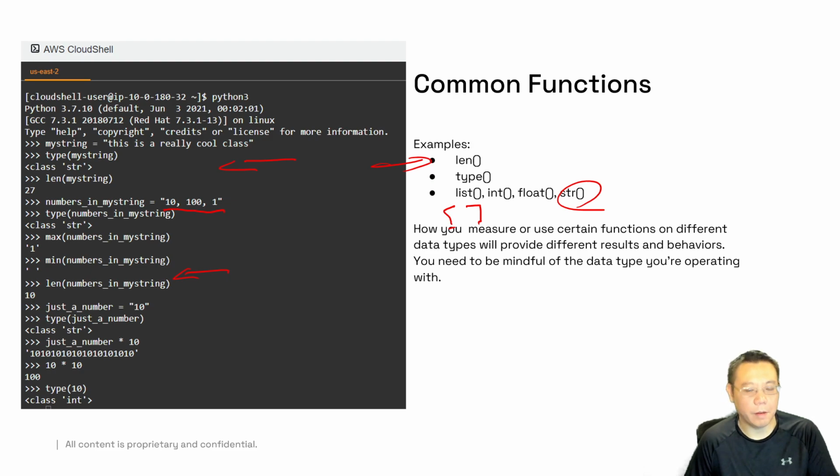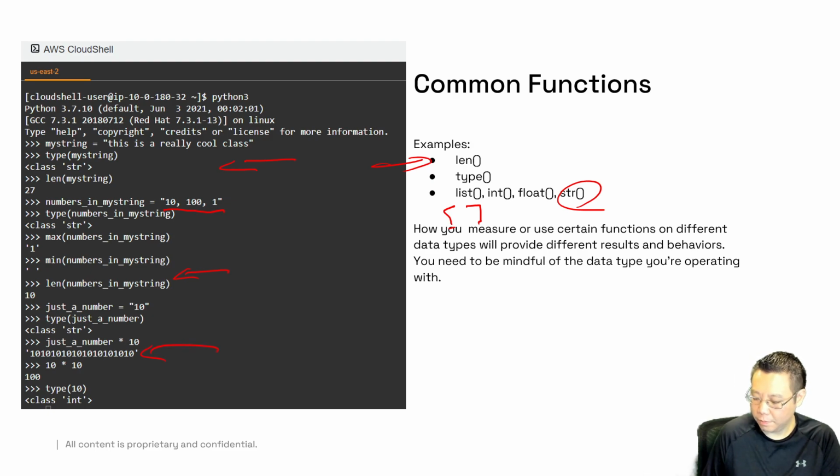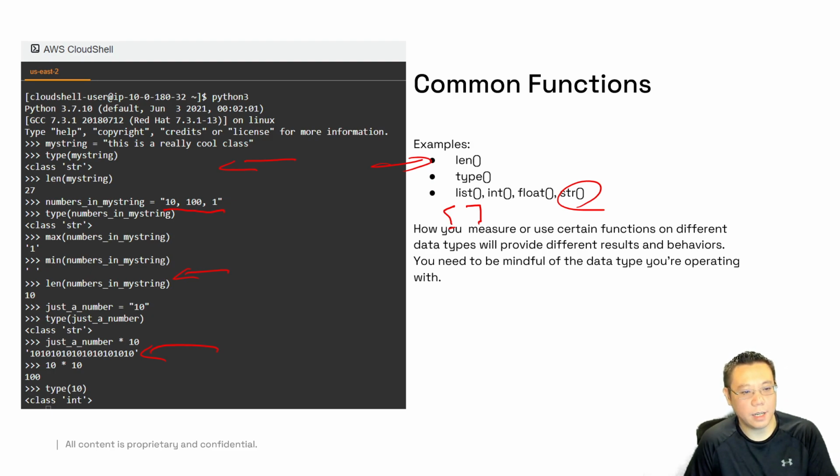How about what we just talked about? 10 in quotes, is it just a number? Oh, it's actually a string. So if I'm trying to multiply the string 10 times 10, I'm actually going to get 10 printed out 10 times. However, if I just say 10 times 10, I get 100, and it's actually an integer.